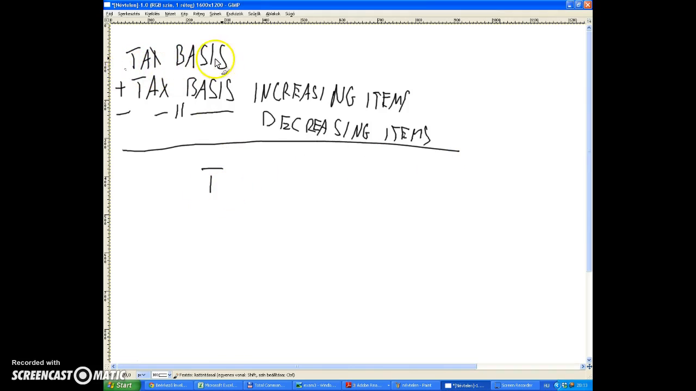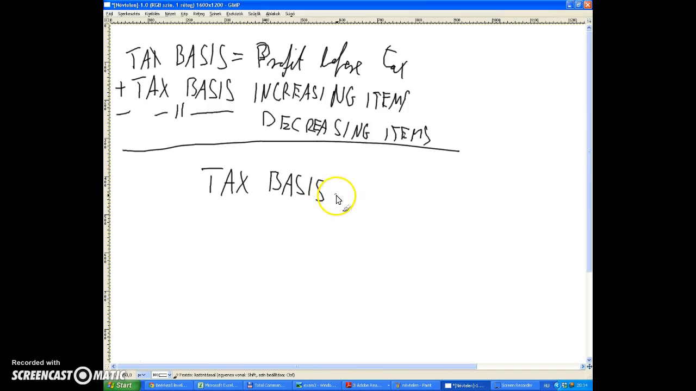So the tax basis is equal to the profit before tax, we have to add the tax basis increasing items. After that we have to subtract the tax basis decreasing items. As a result, we will get the tax basis. This is the tax basis what we get, and if we multiply this tax basis by 0.1, then we will get the tax, which is our aim to get.